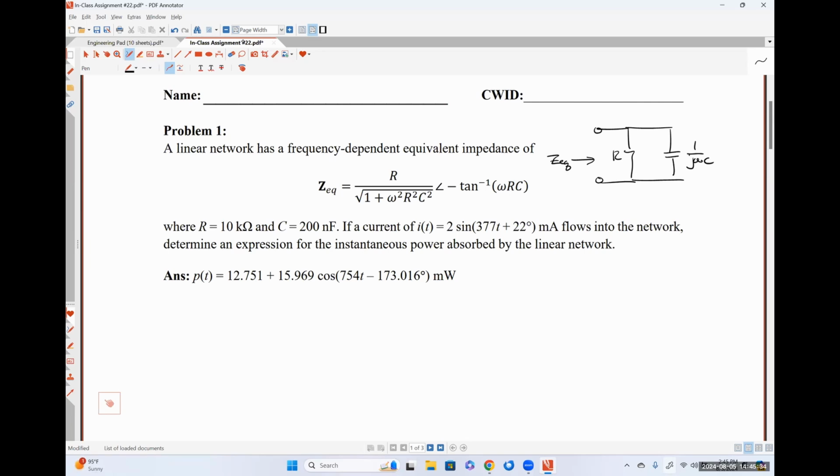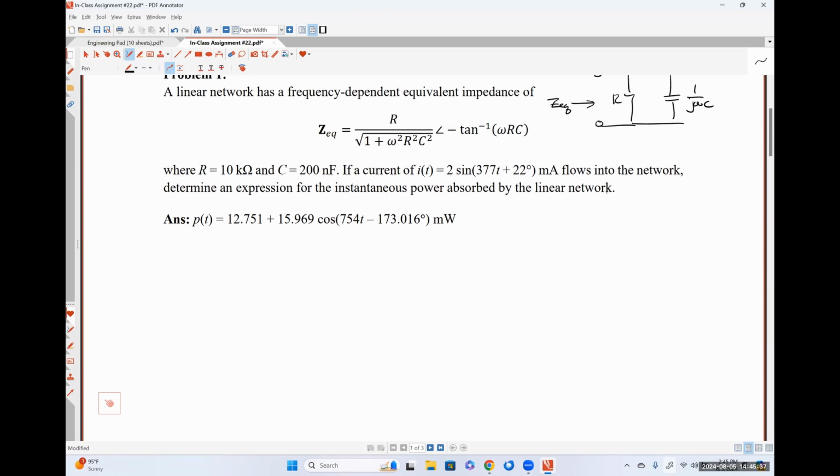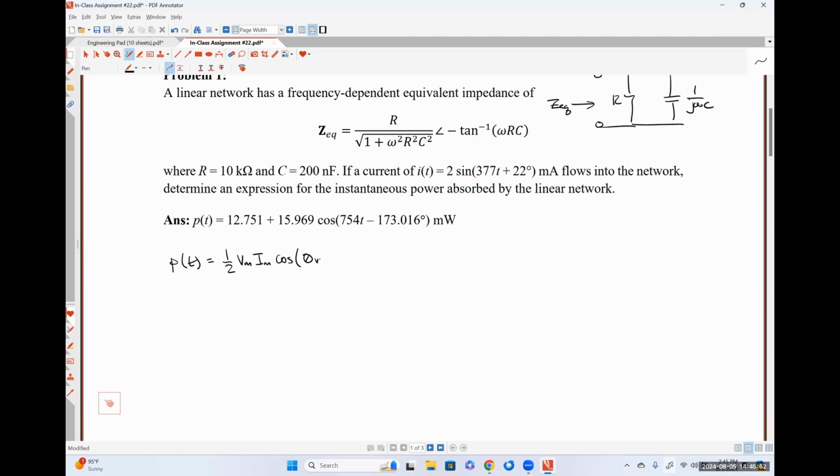So the relationship that we're ultimately going to wind up using is that our instantaneous power is equal to 1/2 times the magnitude of the voltage times the magnitude of the current cosine of theta v minus theta I, plus 1/2 Vm Im cosine of twice omega t plus theta v plus theta I. And so now it's our job to figure out all of those constituent little parts, right?